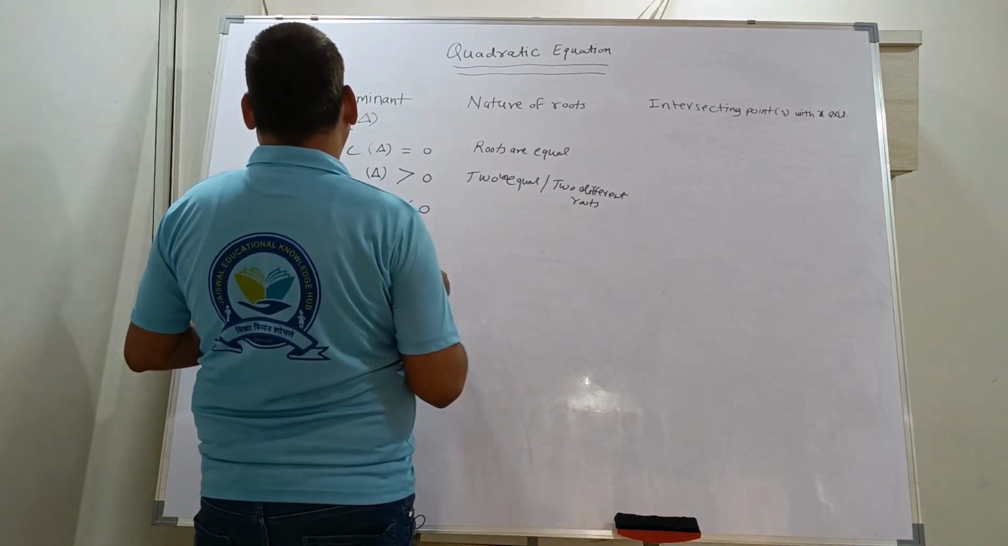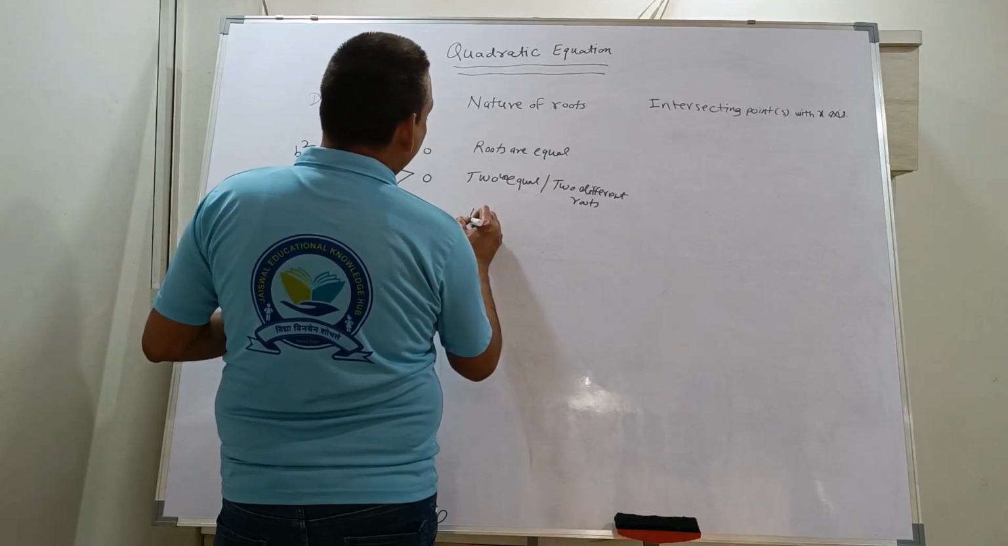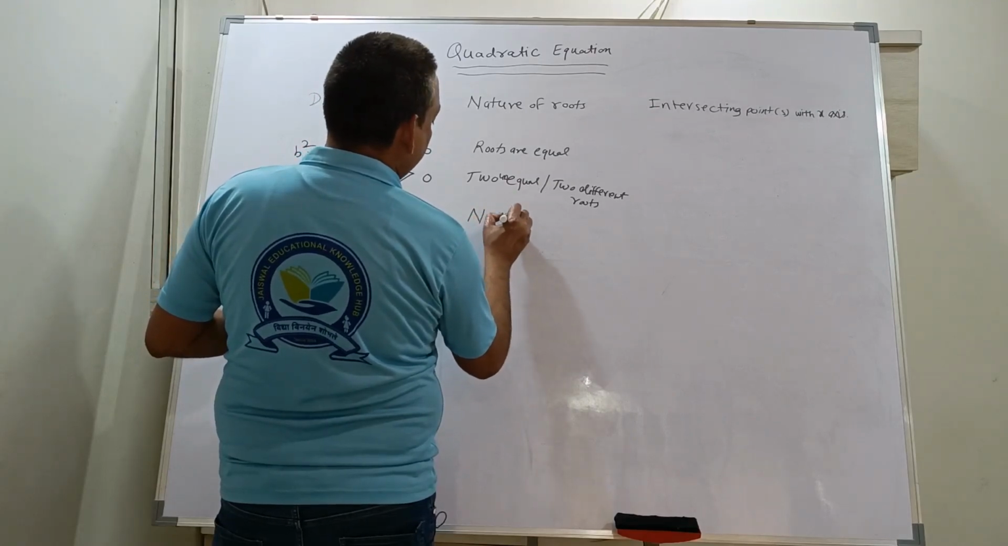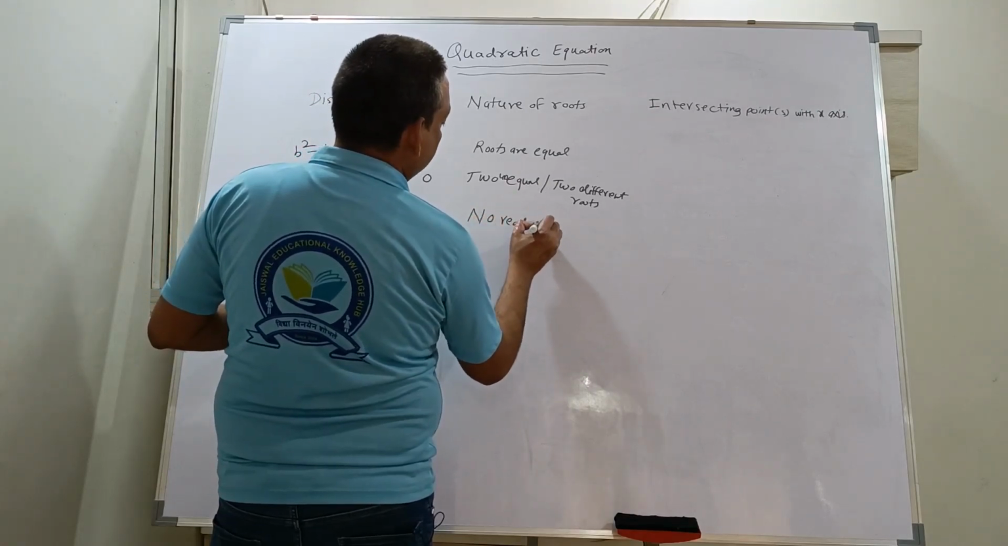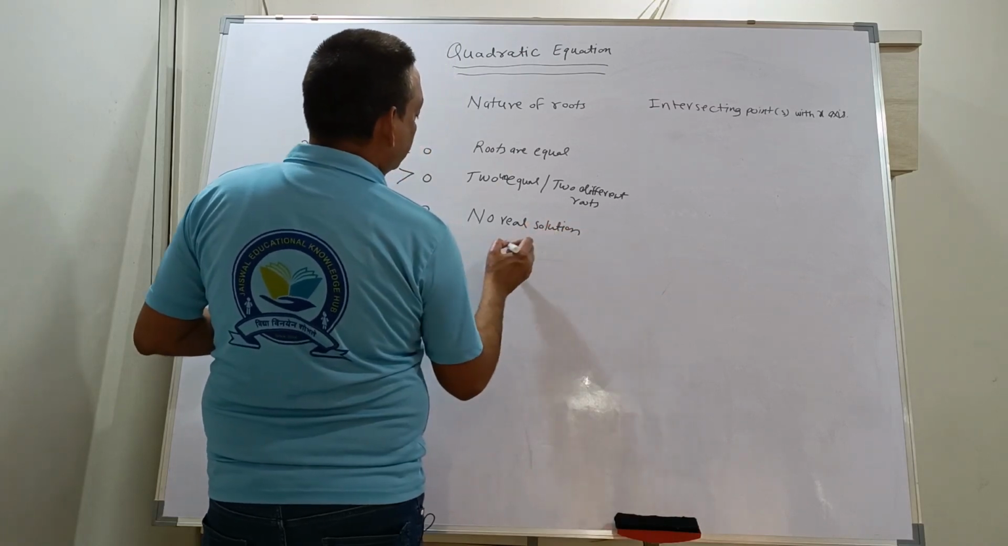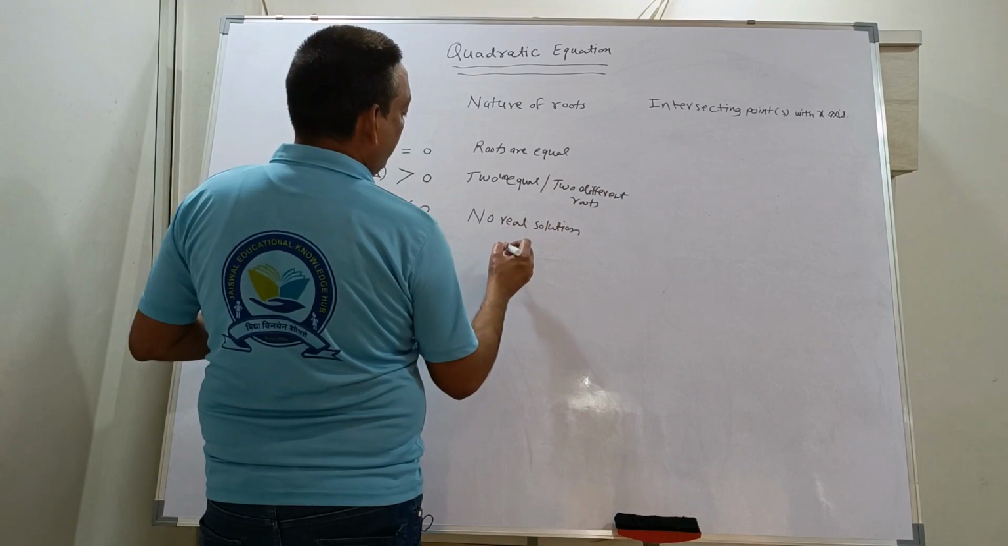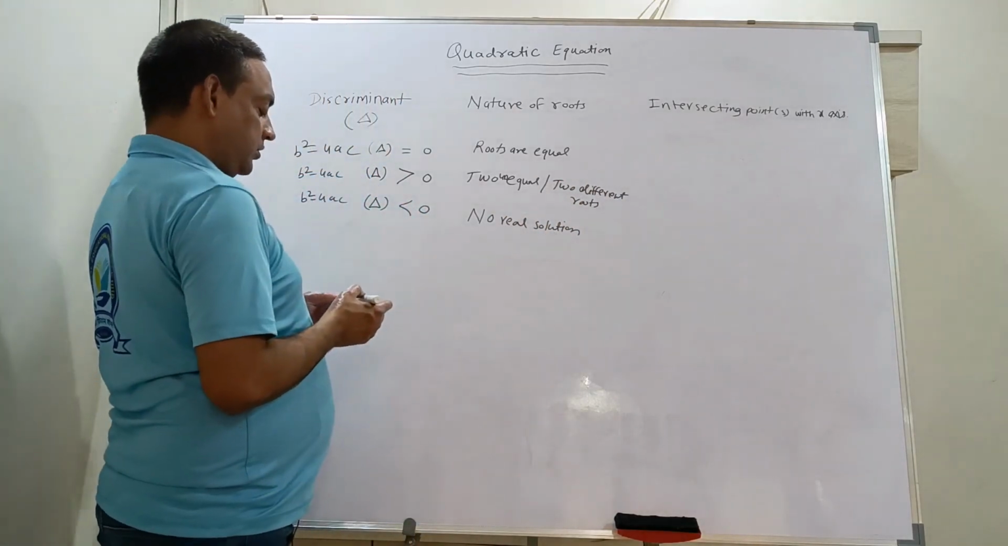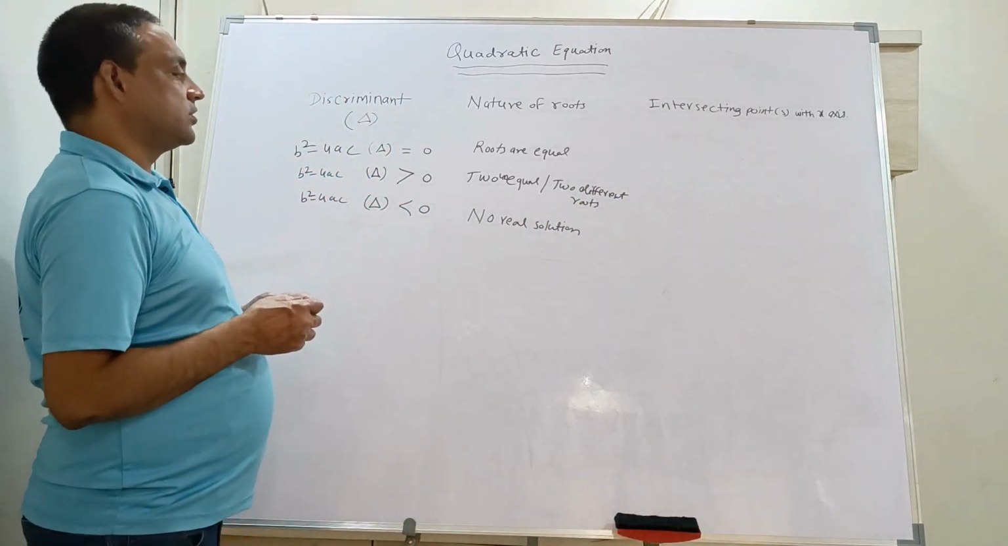And if b square minus 4ac is less than 0, no real solution. Indirectly it is an imaginary number, or in that format it comes with the iota. So here you just simply write down no real solution.